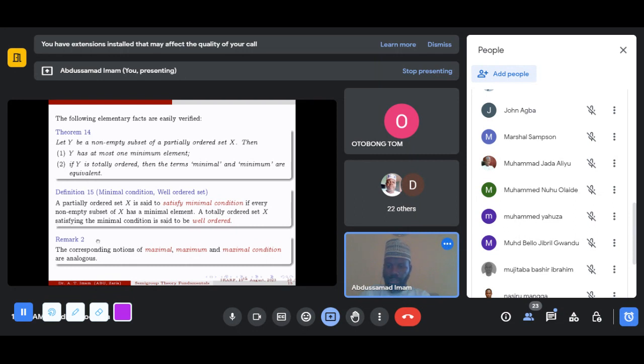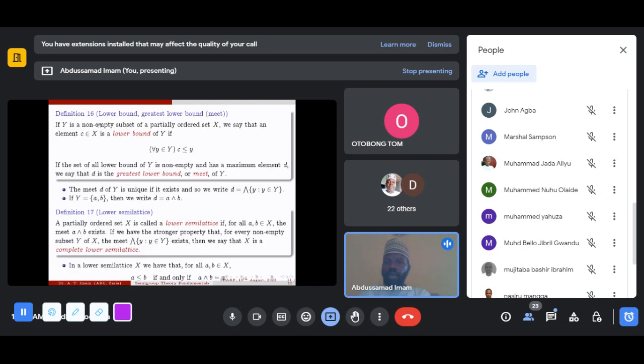This is also clear. The corresponding notions of maximal, maximum, and maximal condition are analogous. In the same way, you can give an analogous definition, a dual version of minimal, which will give you maximal. The dual version of minimum will give you maximum, and so on. So one can come up with the corresponding definitions for maximal, maximum, maximal condition, and so on.